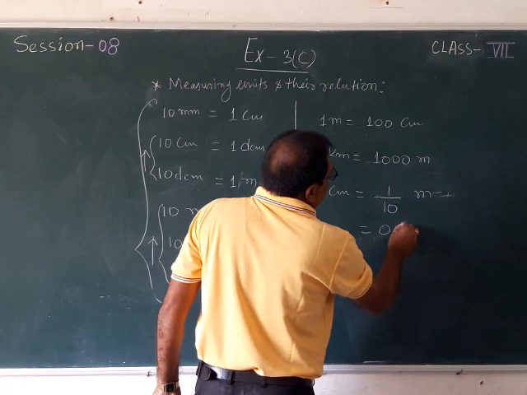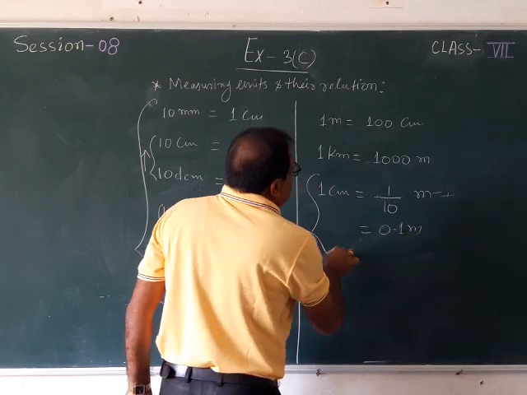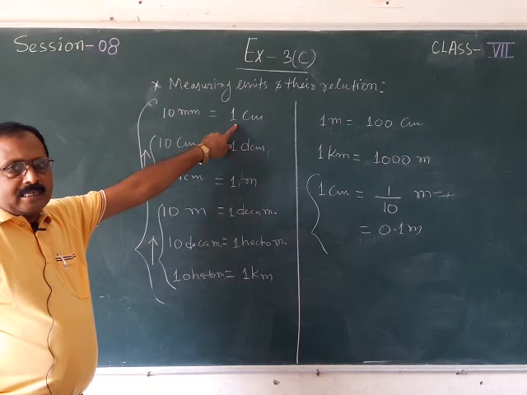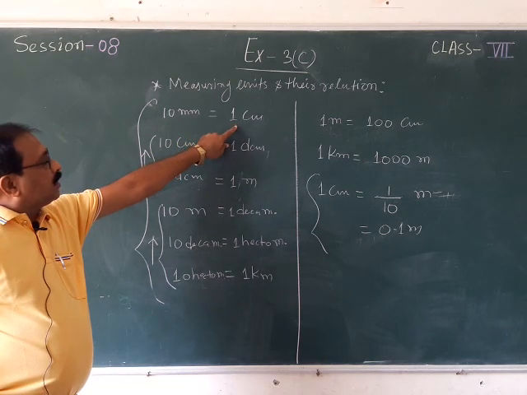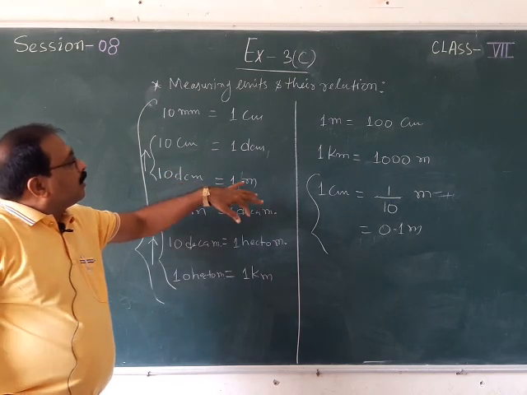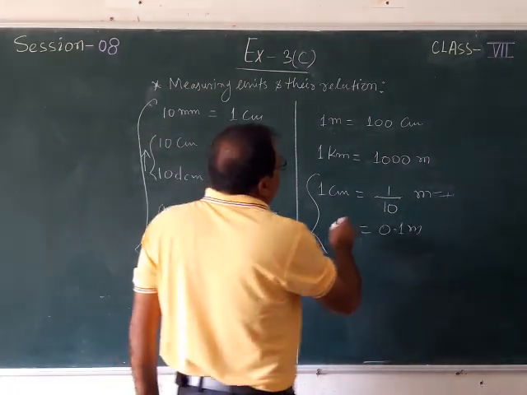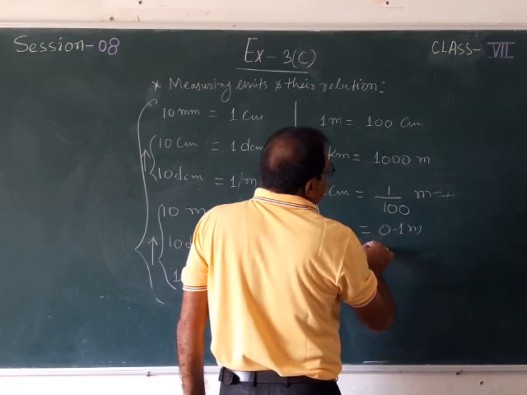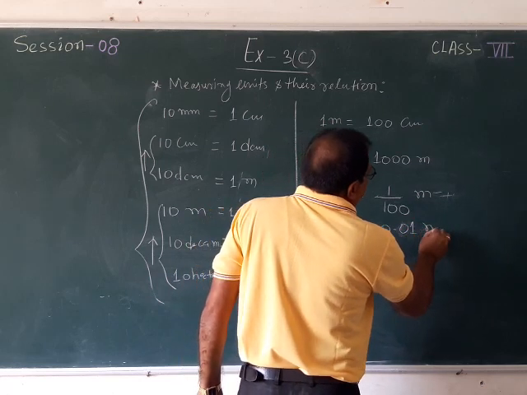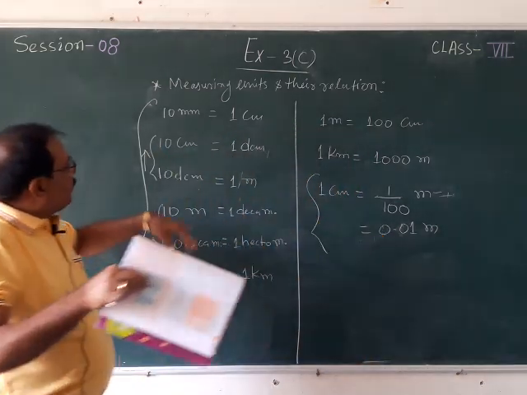That can be written as 0.1 meter. So look at this relation. If you are changing centimeter into meter, then you are dividing by 100, since 1 centimeter equals 1 upon 100 meter. So the answer will be 0.01 meter. Why is it like this?